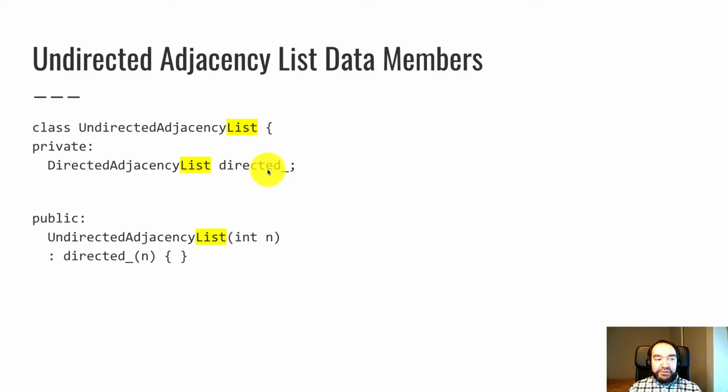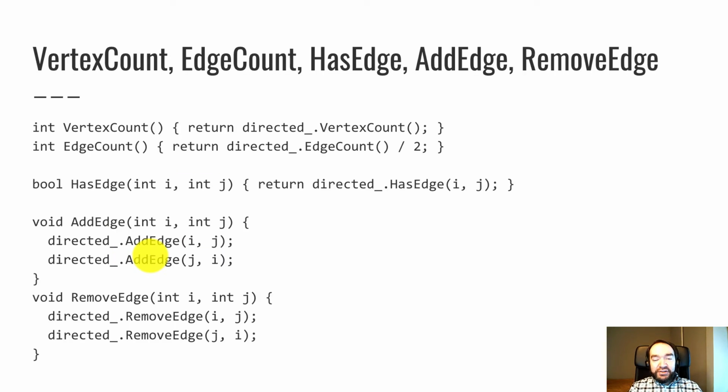The same kind of thing happens with our undirected adjacency list. The only change I made from the previous slide was I changed every occurrence of matrix to be list instead. So the class undirected adjacency list owns one directed adjacency list, and the constructor for undirected adjacency list just calls the constructor on the directed adjacency list with the same number of vertices. Okay, so that's the end of all of the code that's different between the two classes. The rest of this code is the same for the two, so I'm just going to present it once.